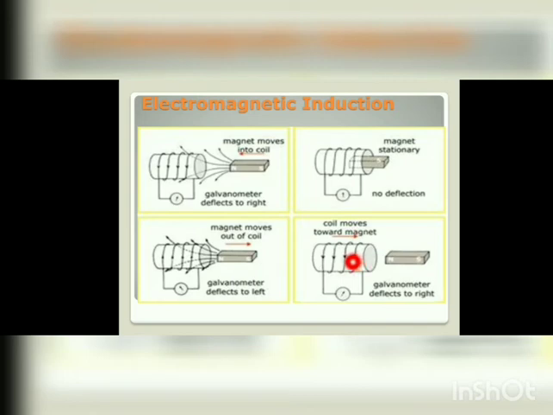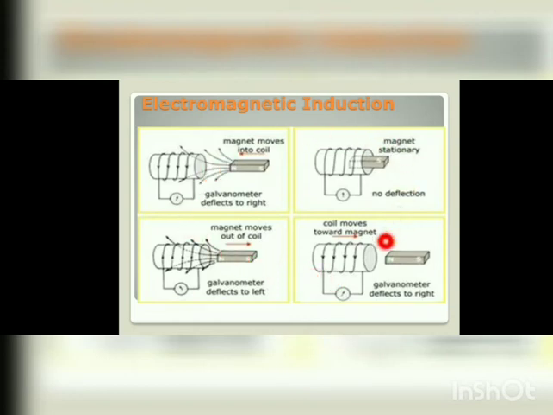That means the magnetic field linked with this coil increases. There is a change in the magnetic field. It has been increased. So whenever there is a change in magnetic field, a current is induced in the coil, and that current is indicated by this galvanometer deflection. That's why the galvanometer needle deflects towards right.